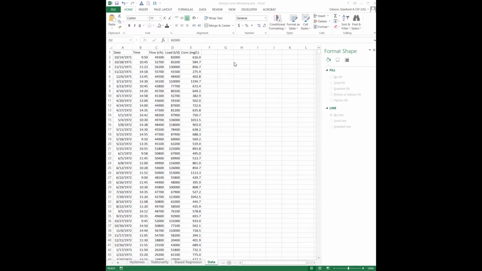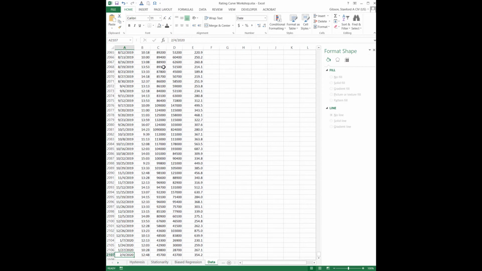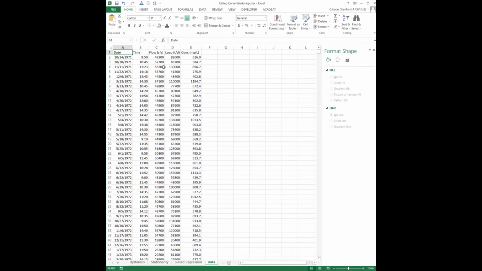So the data we're going to deal with are from the Omaha gauge on the Missouri River. You can see that it starts back in 1971. We have over 2,000 observations to present. And the data we have are the date, the time, the flow, and the load. When you download these from the USGS website, it obviously comes with much more stuff. You have to strip it down like this. And then we've also included the concentration.